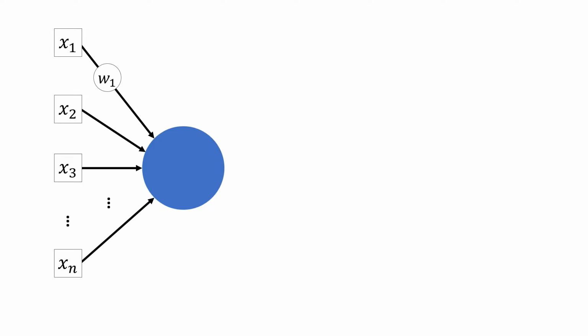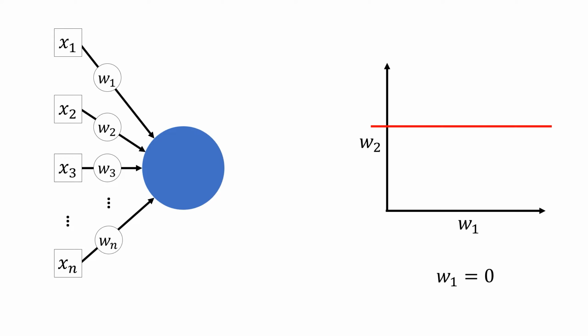A single neuron can accept multiple inputs. However, each input is multiplied by a weight to signify how much effect each input has on the decision boundary. As the weights vary, the orientation of the decision surface changes.